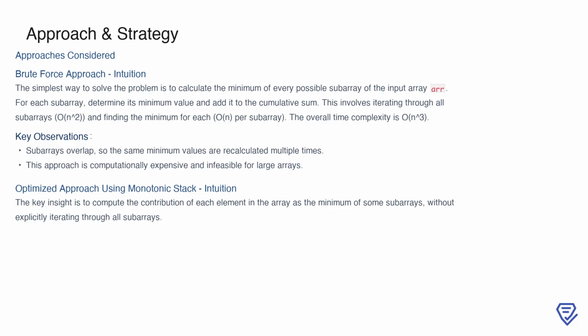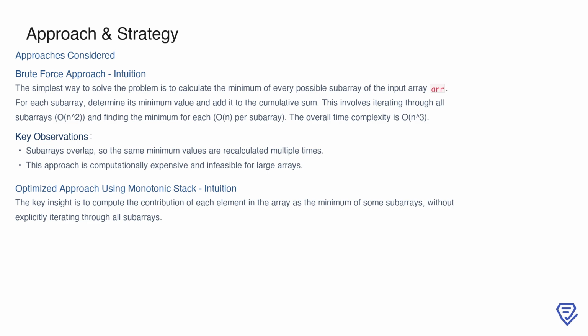While this approach is intuitive, it involves iterating through all subarrays, which takes n squared time, and then finding the minimum for each subarray, which requires n for each iteration. This results in an overall time complexity of n cubed. The main drawback of this method is that subarrays overlap, meaning we end up recalculating the same minimum values multiple times, leading to significant inefficiencies. For larger arrays, this approach quickly becomes computationally prohibitive.